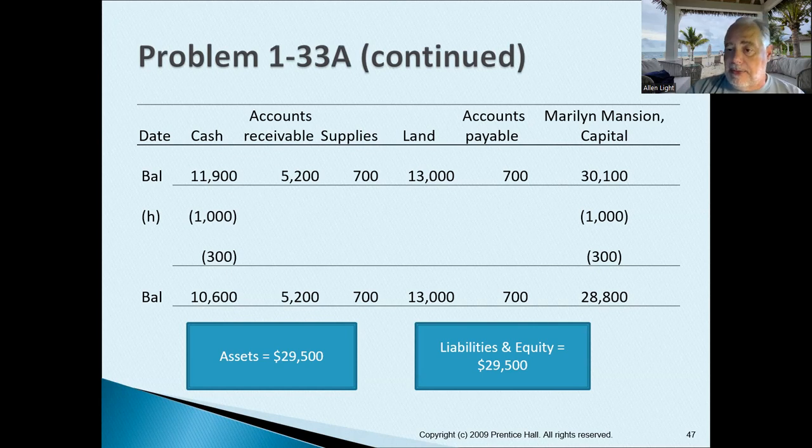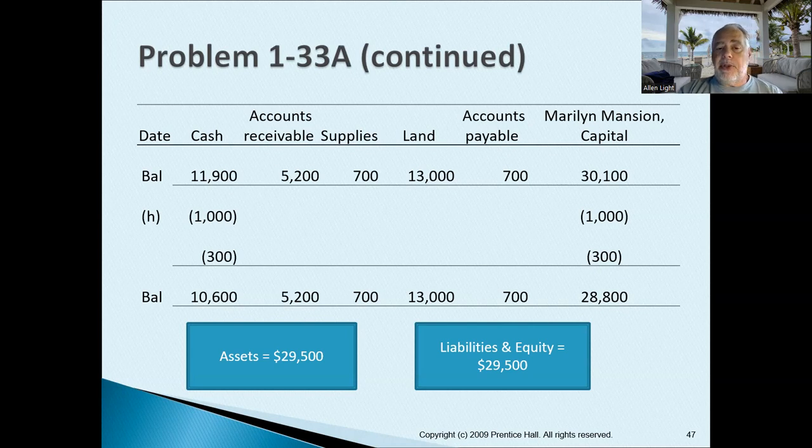So where is that going to come from? Well, first of all, I had to pay cash. Okay, I had to pay for these things. So $1,000 comes out of my cash account. So 11,900 minus 1,000 for I assume rent, and then 300 for advertising. So these have to be subtracted from cash. My new balance is 10,600 for the cash account.